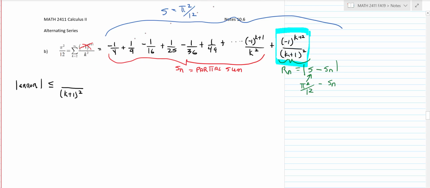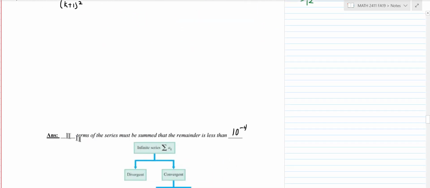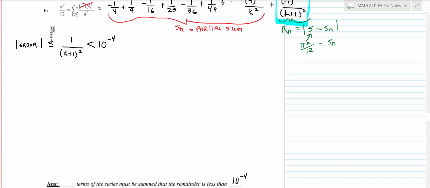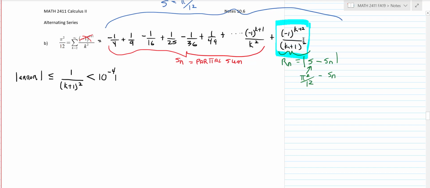So what we end up having is this right here, and we want that to be less than 10 to the negative 4. That's what the problem stated: the remainder is less than or equal to the first neglected term, which is this. So we have to work with this inequality. It's very similar to the last problem. We'd have 1 over k plus 1 squared is less than 1 over 10 to the fourth.